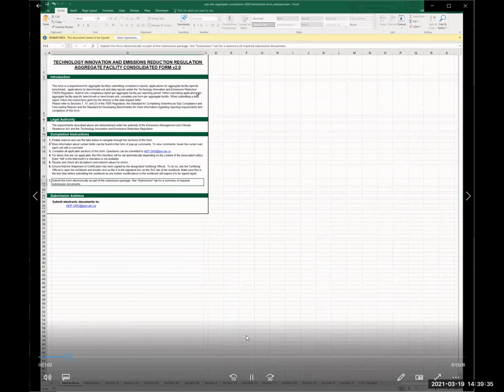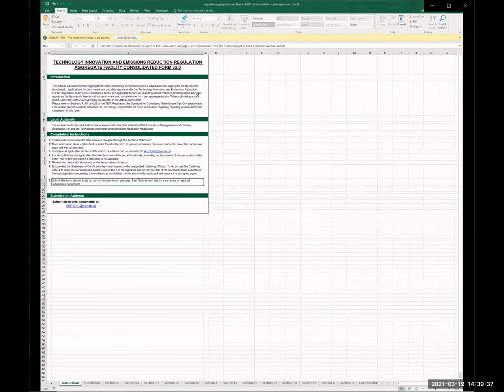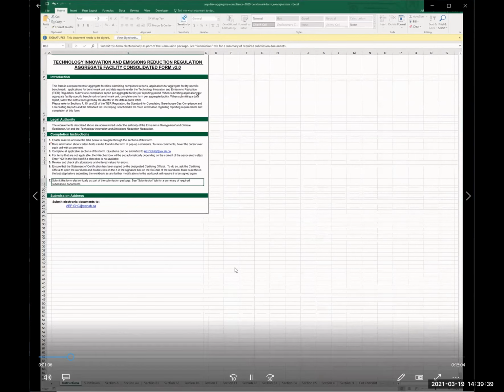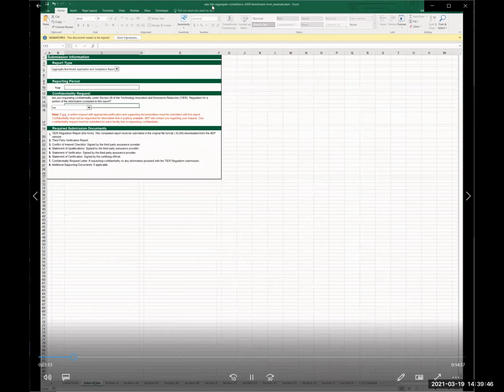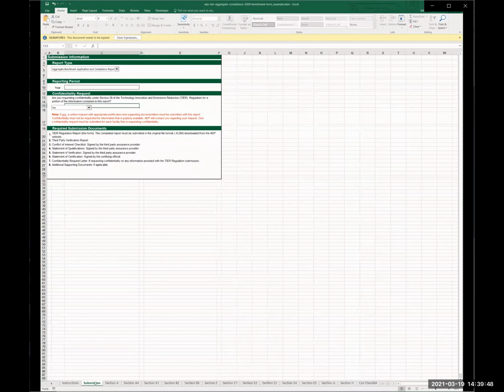We will start at the Instructions tab. Here we provide a brief summary of the purpose of the book and how to configure and complete it. On the Submissions tab, you may enter the compliance year being reported on.